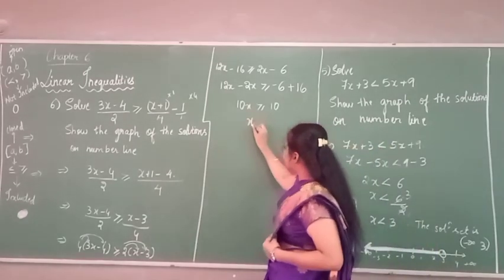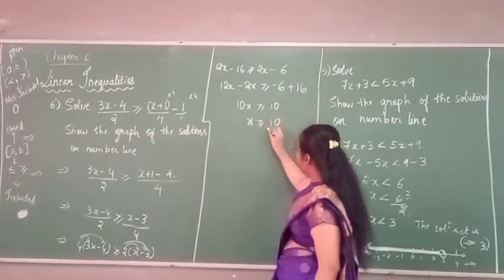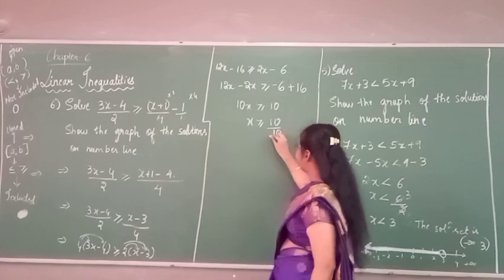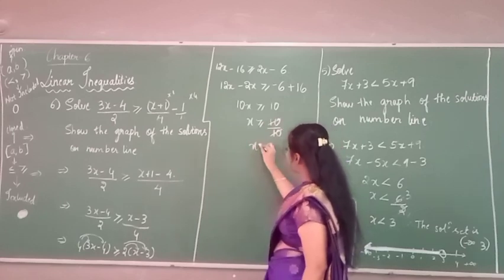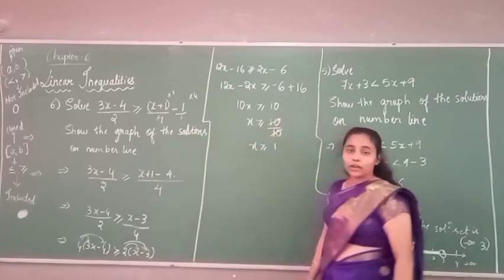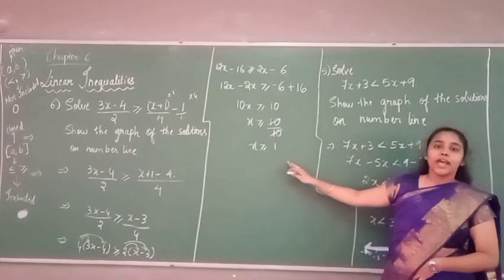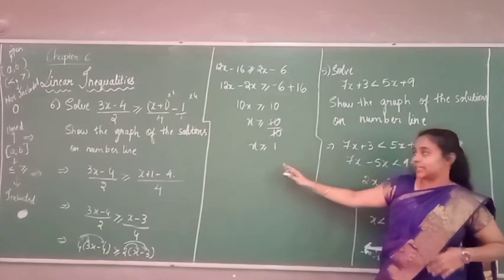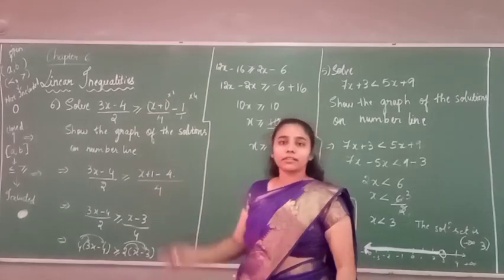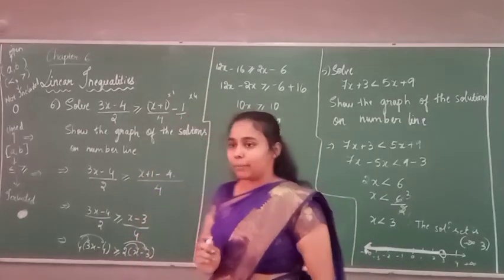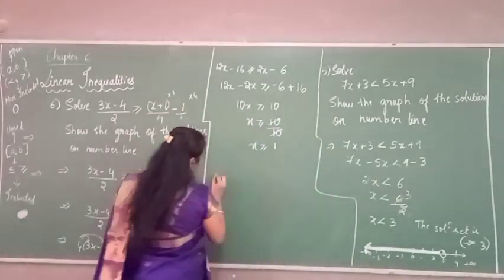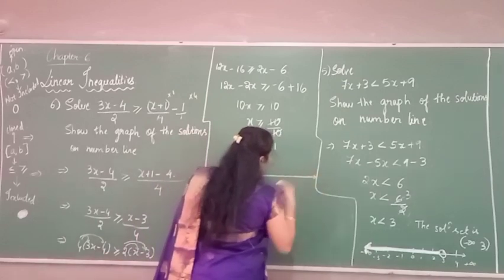So here x is greater than or equal to 10 divided by 10. So 10 and 10 will get cancelled. So x is greater than or equal to 1. So it does not stop here itself. Next, the continuation of this is nothing but we have to represent the question in the form of a number line. So just consider the number line or draw it.